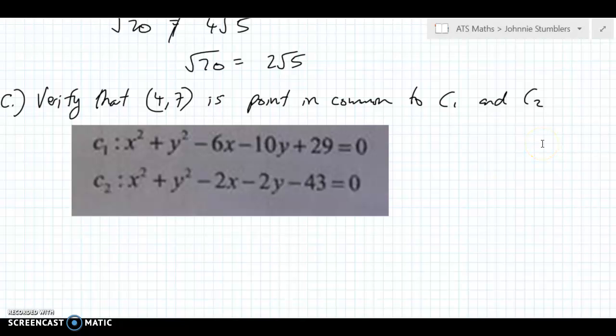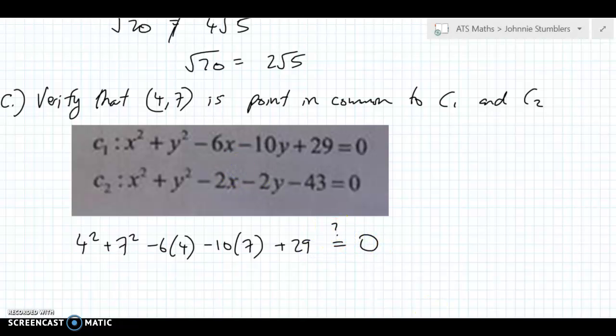Here we're given two circles and we're asked to verify that (4, 7) is a point in common to these two circles. So I'm just going to enter in 4 and 7 there. For C1, you see 4 squared plus 7 squared minus 6 times 4 minus 10 times 7 plus 29.